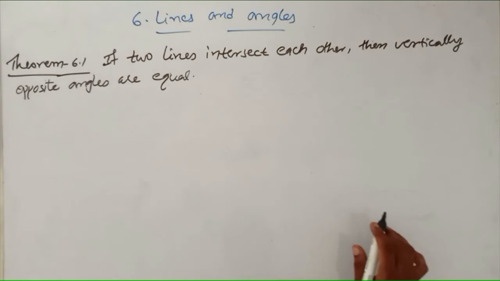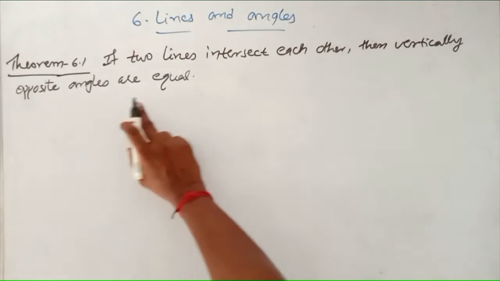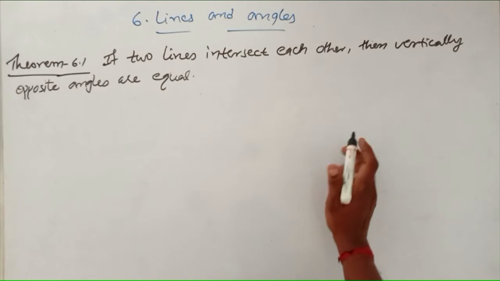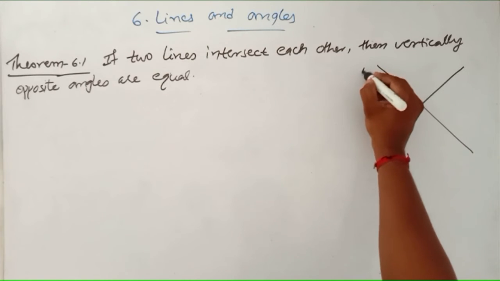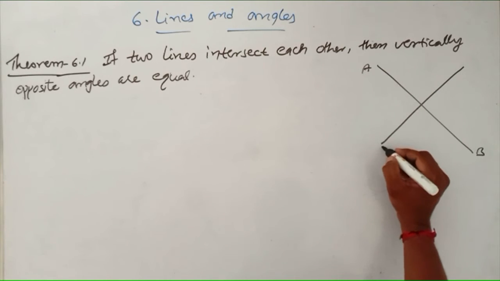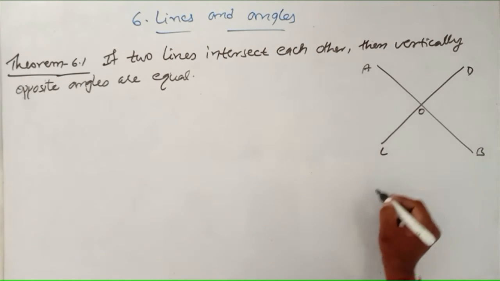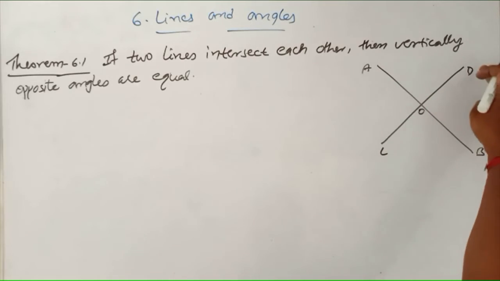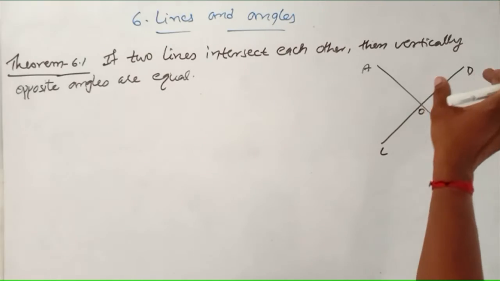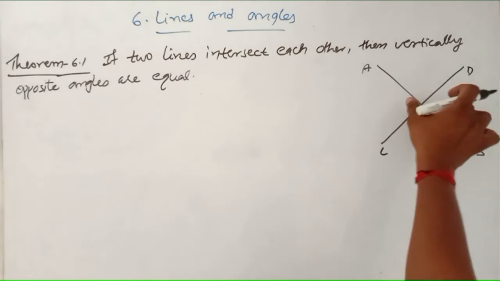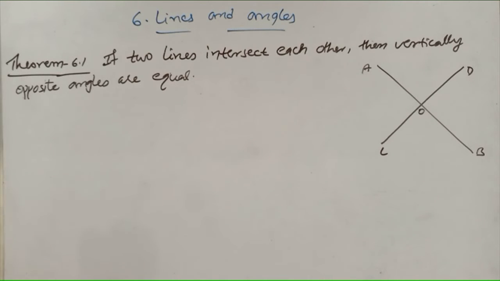Children, we'll solve one theorem. If two lines intersect each other, then vertically opposite angles are equal. Now I am taking two lines here, AB and CD, which are intersecting at a point O. Now I have to prove that angle AOD is equal to angle BOC and angle AOC is equal to angle BOD. That means when two lines intersect each other, then vertically opposite angles are equal. So here is the proof.